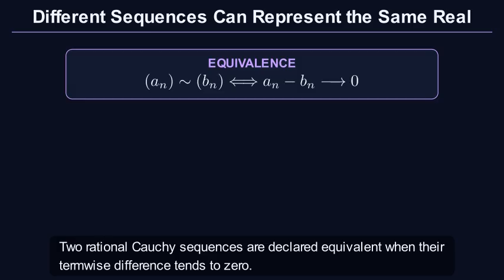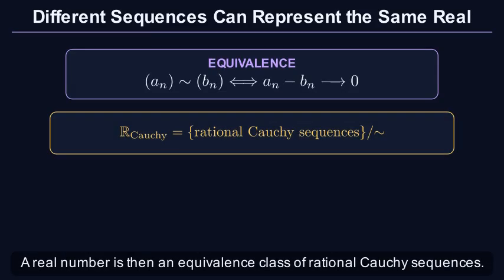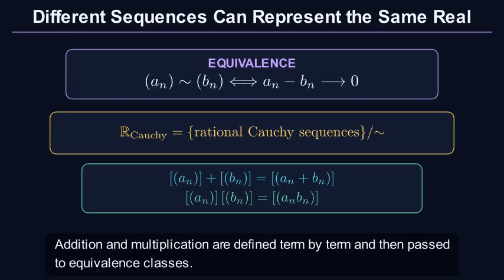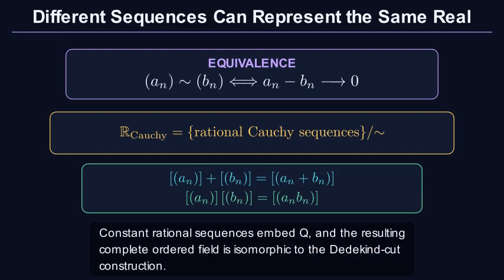Two rational Cauchy sequences are declared equivalent when their termwise difference tends to 0. A real number is then an equivalence class of rational Cauchy sequences. Addition and multiplication are defined term by term and then passed to equivalence classes. Constant rational sequences embed Q, and the resulting complete ordered field is isomorphic to the Dedekind cut construction.